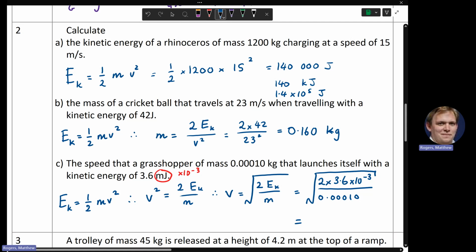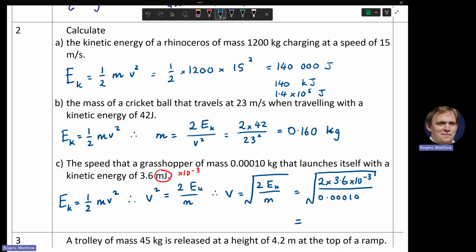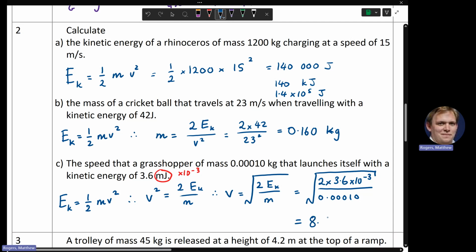Then we put that into our calculator. Again, it's easy in exams to forget to do the square root. It happens quite often, so we won't make that mistake. 2 times 3.6 times 10 to the minus 3 divided by 0.0001 gives us a speed of 8.4 meters per second. Sorry, 8.5 when we round it to two significant figures, 8.5 meters per second.